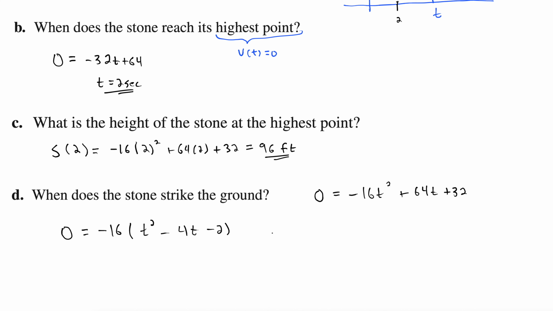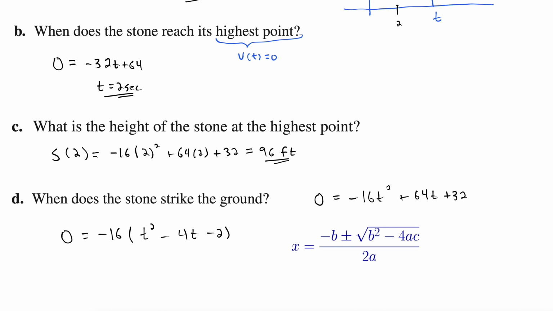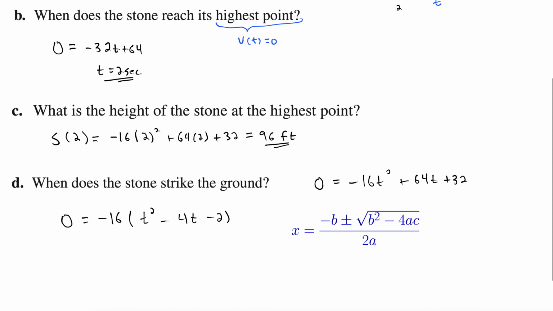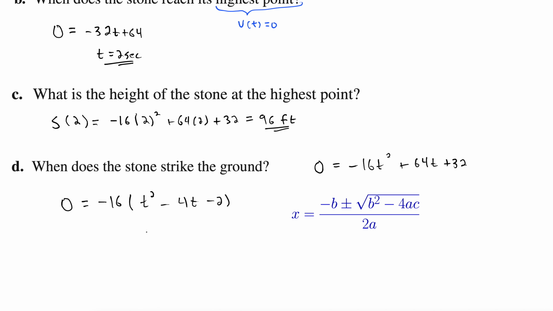It doesn't factor. Here it is with x. We'll actually be using it as t though, but same idea. So this gives t equals negative b, so 4, plus or minus the square root of b squared, 16, minus 4 times a, which is 1, times c, which is negative 2, all over 2 times a, which is 1, all over 2 times 1.